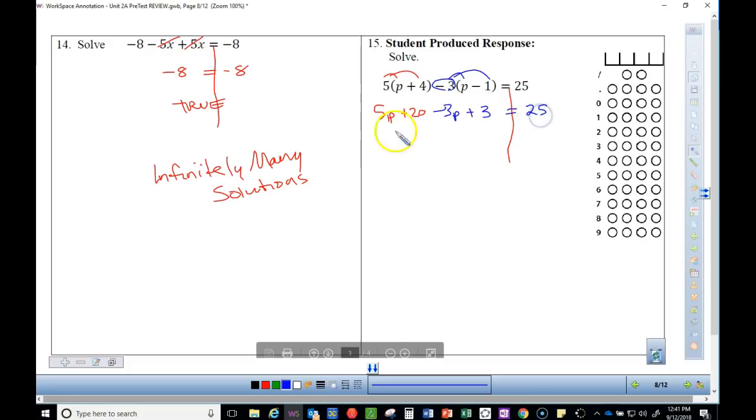All right. Now we've got some like terms. So 5p minus 3p will be 2p. And then 20 plus 3 would be 23. All right, got kind of easy. Once we get it cleaned up, it's not too bad. It's just distributing and being careful with our signs. So subtracting 23 from both sides, I get 2p equals 2. Once I divide by 2, p is going to equal 1.